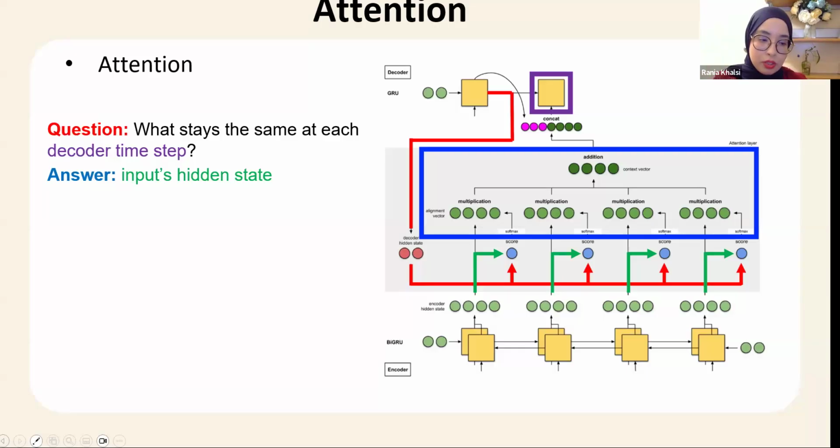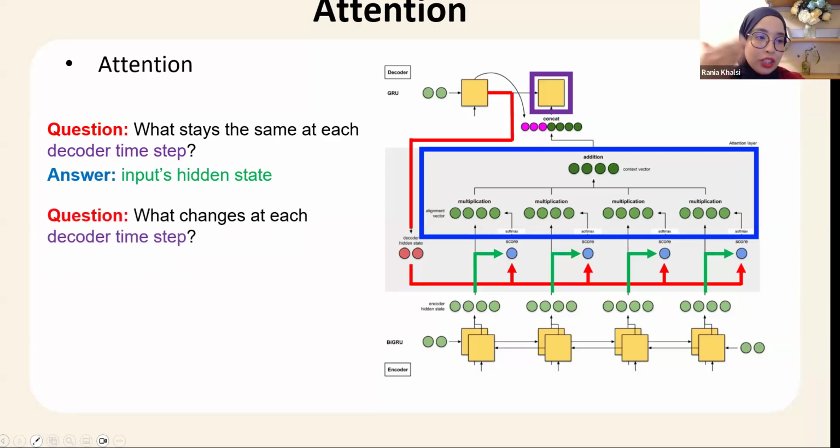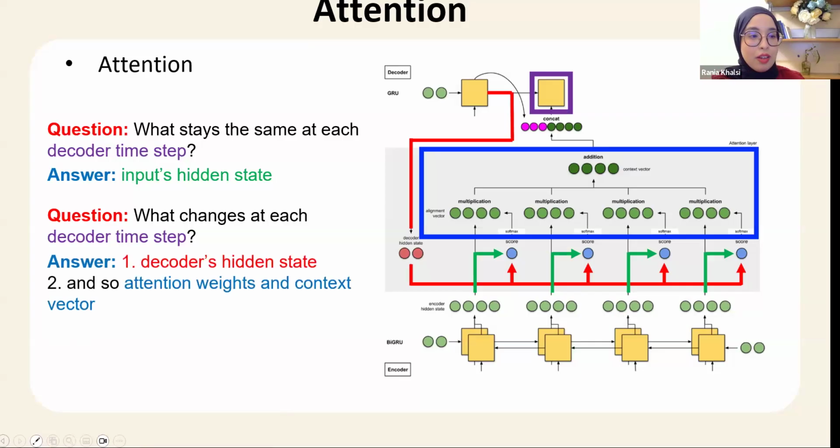Maybe we can have another question. Keep this answer in mind: what changes at each decoder time step? The input hidden states are fixed. They are not going to change. What will change is, pause the video, guess what? Great. What changes is the decoder hidden state, the attention weights, and the context.